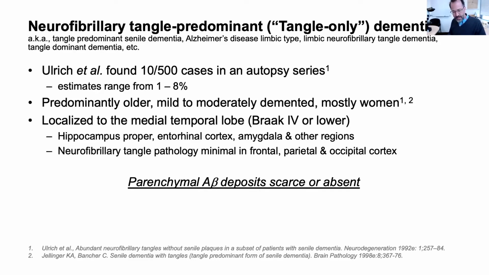So one of the things that had been described in Alzheimer's is that tau progresses in a hierarchical manner through different brain regions, and it starts in the medial temporal lobe and then spreads to other brain regions. These patients did not spread. What they did get was very, very severe localized disease, as opposed to a spreading wave through the brain. The hippocampus proper, the entorhinal cortex, the amygdala, these regions were where the tau was, but frontal, parietal, occipital, not that much. The parenchymal A beta deposits, not there.